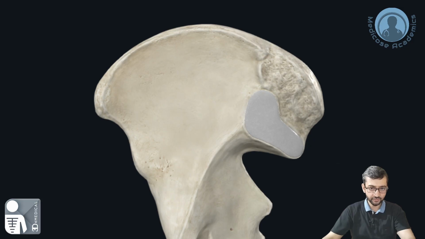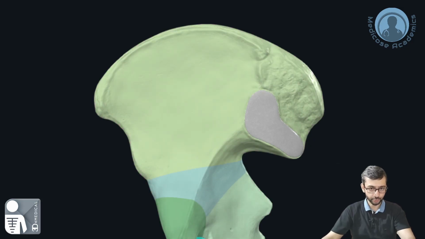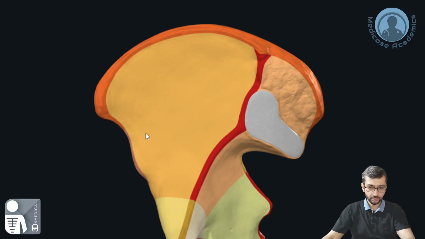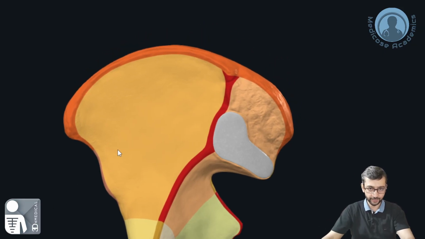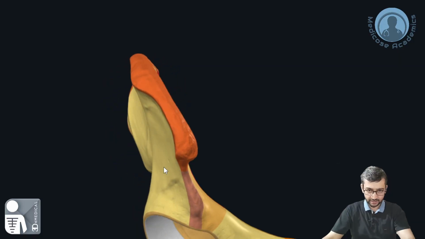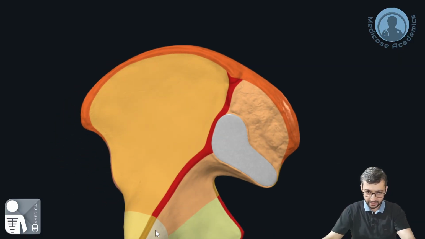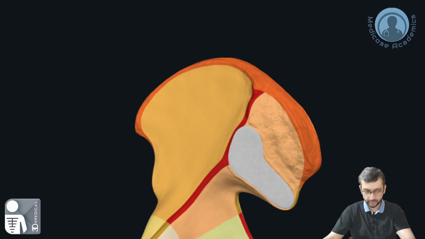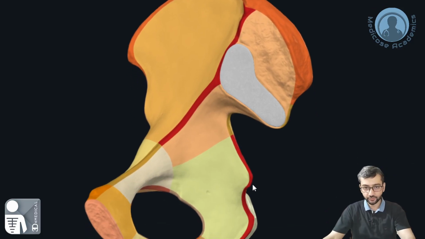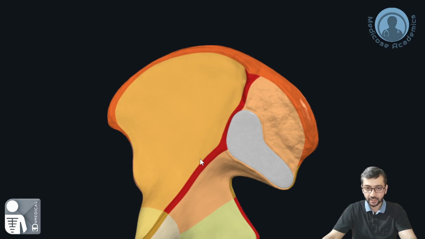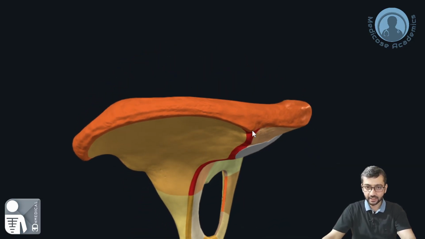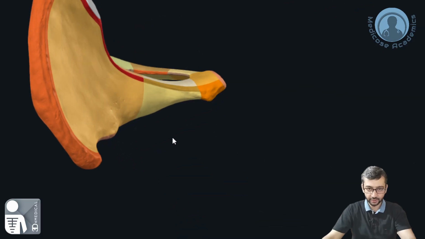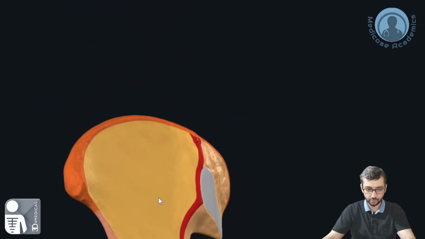So let me shift to this view to show you. Let us talk about its upper end. The lower margin is fused with the pubic bone in front and the ischium behind, so you don't get any actual demarcation in the fused bones. In the upper end, you get this thickened portion running all the way from back to front, or front to back, however you like to see it.